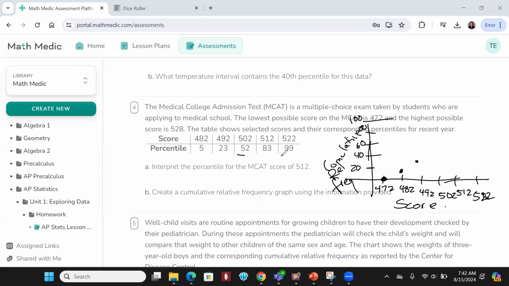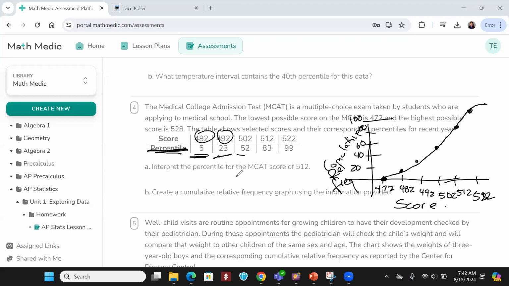What about 502? What's the number? Okay. What about 512? 83. What about 522? And hopefully yours looks a lot better than mine. And then eventually it will hit 100, right? They gave us the percentile already in here for each one of these numbers. Does that make sense? We didn't add these up because they gave us the percentiles instead.